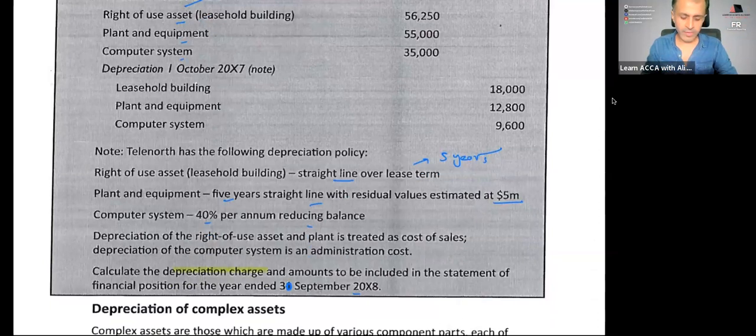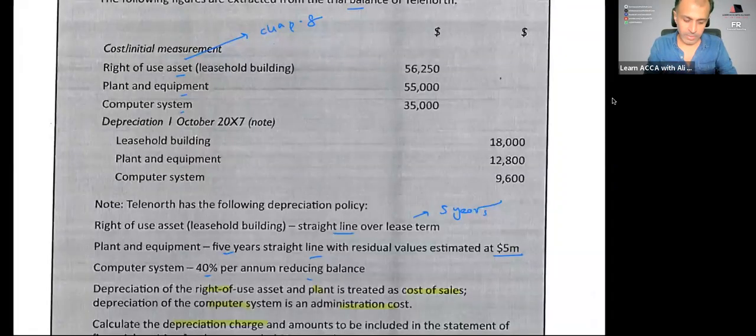During the year, the right of use asset and the plant is to be recorded as part of cost of sales, and the depreciation of the system is a charge to admin cost. In the end, you must record this depreciation to this function of cost. It's a presentation thing. So I can make 3 columns: the first one for the building, second one for plant, third one for system.